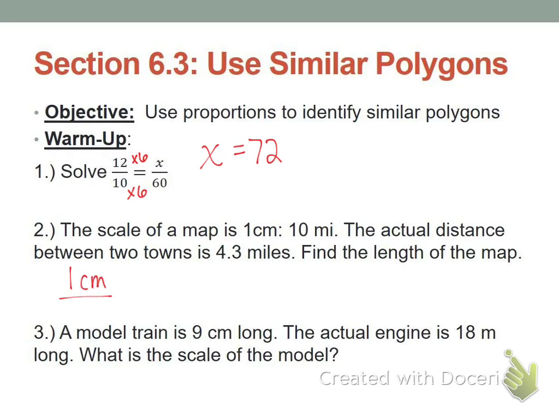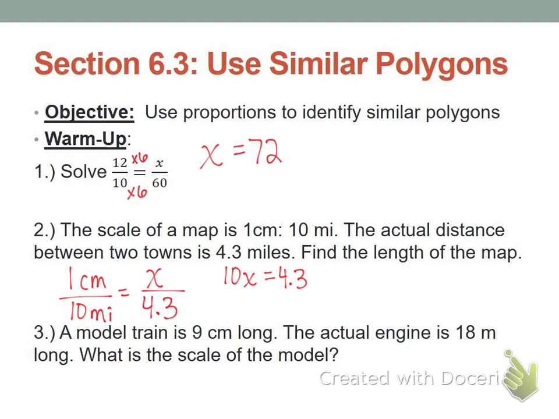So we have 1 centimeter to 10 miles, which means my other ratio needs to have what on top and what on bottom? X on top, 4.3 on bottom. Good. X on top, 4.3 on bottom. Keep it consistent. Yesterday we talked about that the model or the drawing would go on top. The actual would go on the bottom. So we can cross multiply to get 10x equals 4.3.